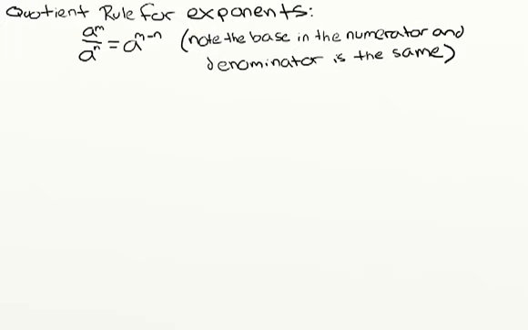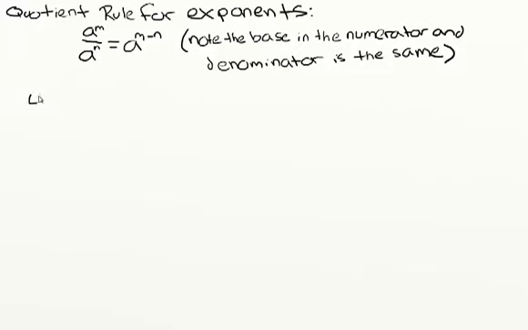This video is on the quotient rule for exponents, which I have written right here. It says if we have a to the m over a to the n, that is equal to a to the m minus n. And then we have a little note that the base in the numerator and the denominator is the same, so they both have the base a. Otherwise, we wouldn't be able to simplify this fraction any further. So let's look at an example.